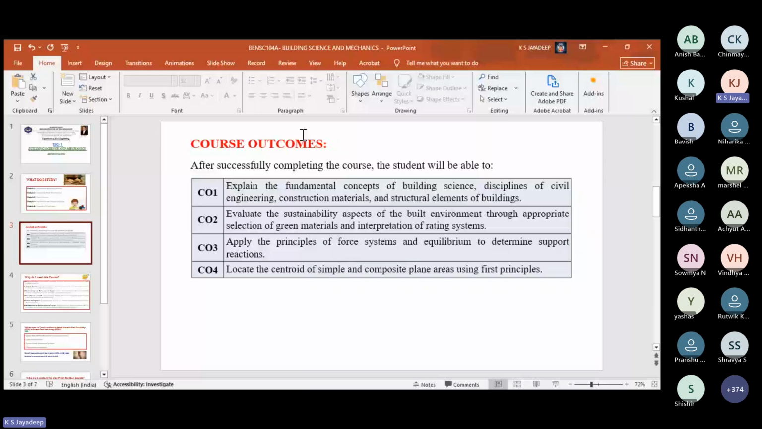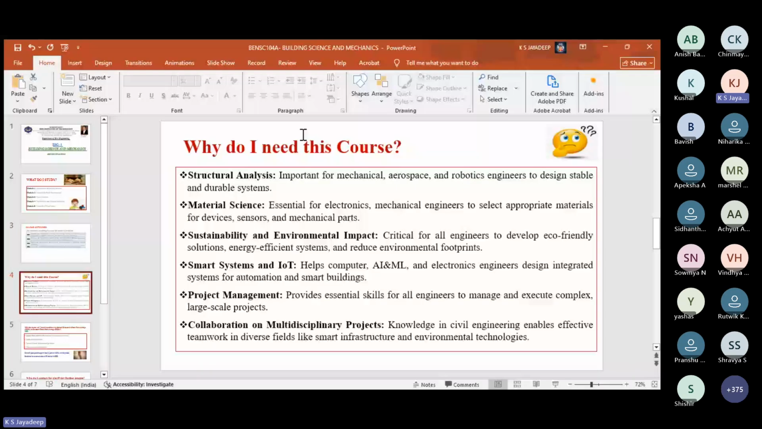So the next question would be: why study this as a non-IT, non-civil student? The thing is, it is a collaborative effort from all the branch students. The first one is structural analysis. If you take a mechanical engineer or an aerospace engineer or a robotics engineer, he'll design a suitable system. A structure is also a system in that way, so his effort will be very much required in analyzing structures.